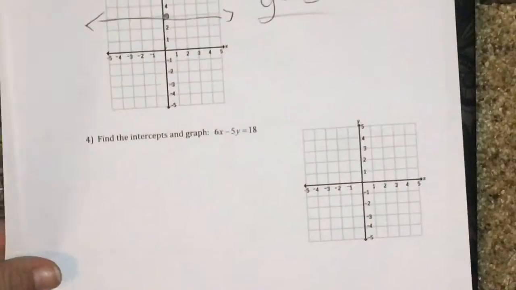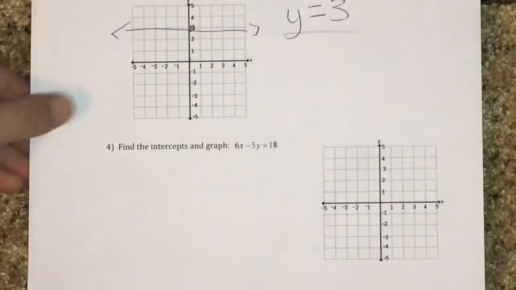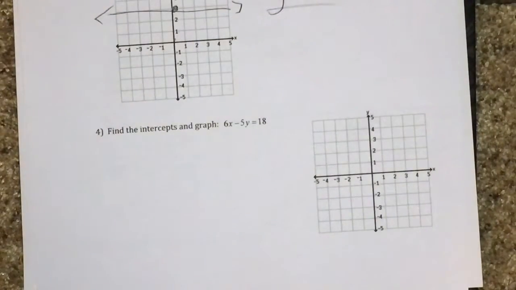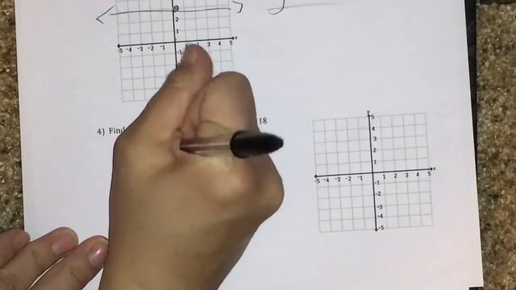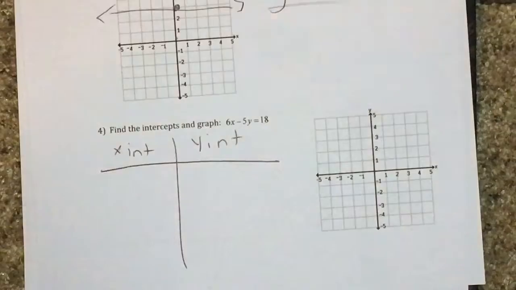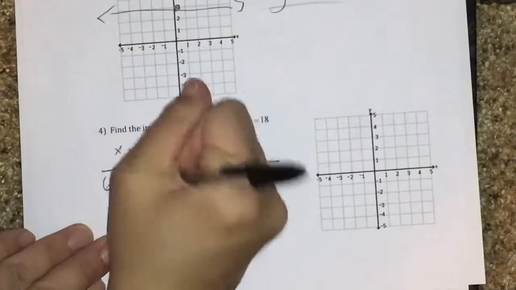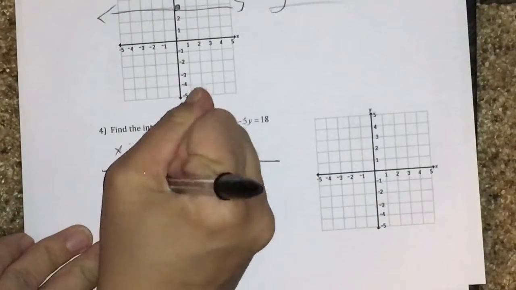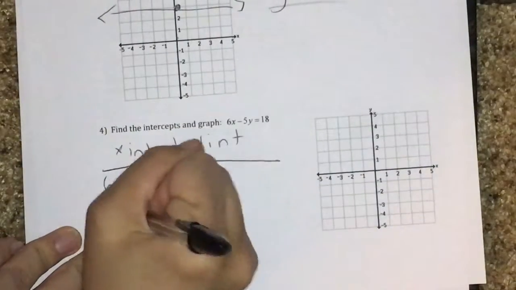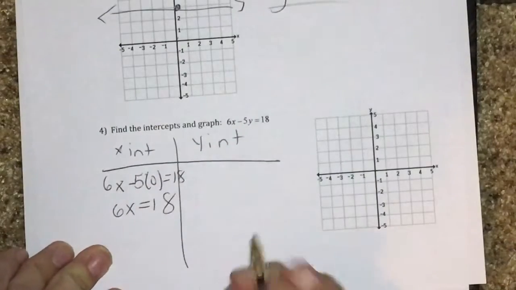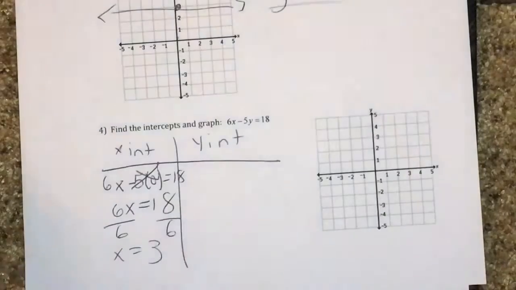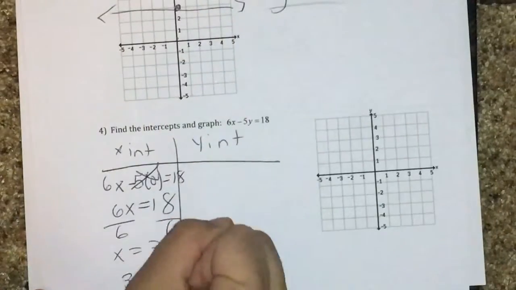Let's go ahead and look at number 4 really quick before we wrap up. Number 4, find the intercepts and graph. In order to find the intercepts, you plug in 0 for each of the variables. So let's start with the x-intercept. I'm going to go through this one a little bit quicker. 6x, remember you're plugging in 0 for the opposite one, and you get 6x equals 18, because that cancels, and divide by 6, x equals 3. So my first coordinate is going to be (3, 0).